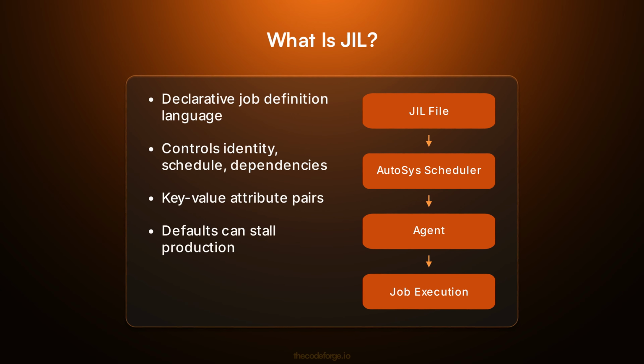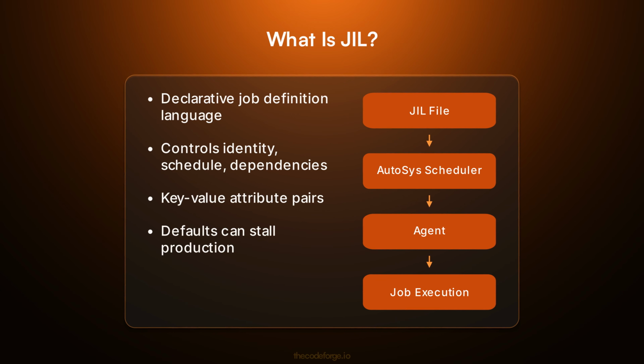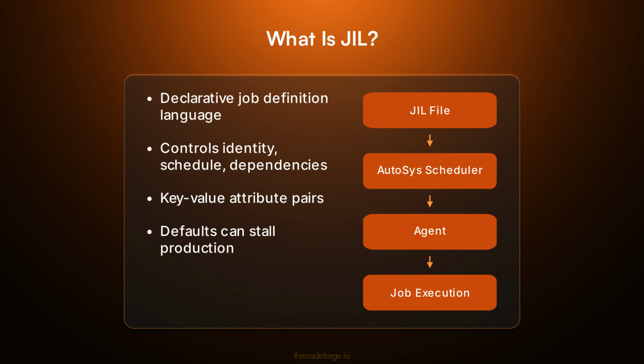JIL, or Job Information Language, is the configuration language for CA Workload Automation AE. It defines every aspect of a job, its name, schedule, dependencies, and error handling, in a flat key-value format. Understanding each attribute is critical because defaults, like date conditions defaulting to 0, can silently break your workflow.